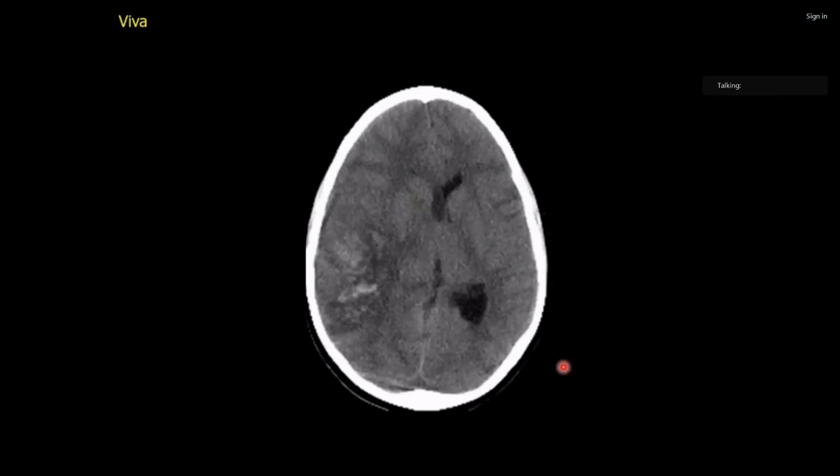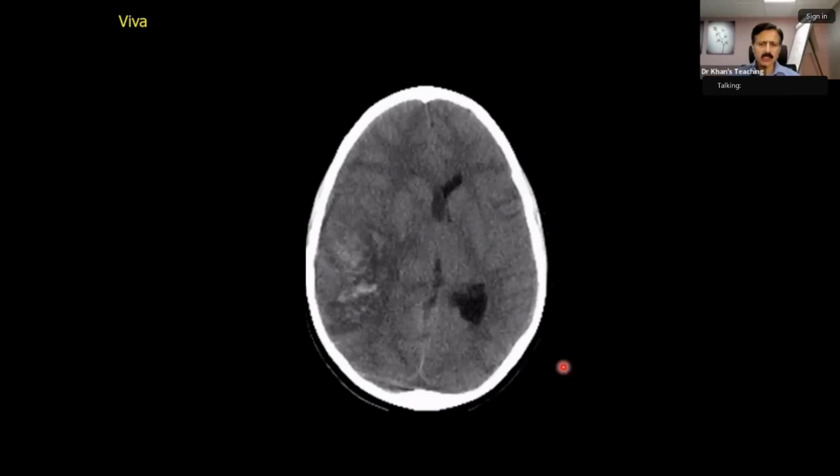So these are in keeping with intraparenchymal hematomas or hemorrhage with edema around it and signs of pressure effect on the ventricular system with midline shift. I would like to scroll through the rest of the image. I would also like to see the bone window as well.